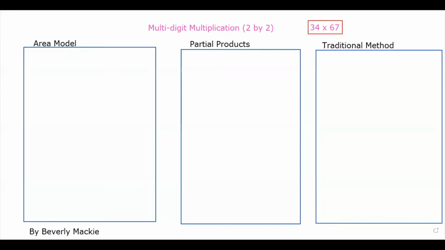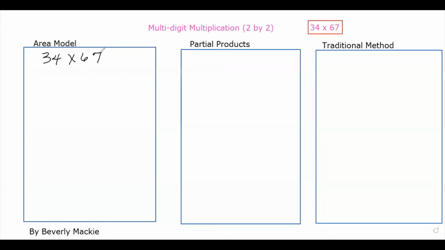We're going to focus on how to multiply 2-digit by 2-digit numbers 3 different ways: area model, partial products, and traditional methods. The problem that we're going to do today is 34 times 67, and when we finish, we should have the same answer using all methods. If you don't, that would mean that we did something wrong somewhere. So let's start with 34 times 67.